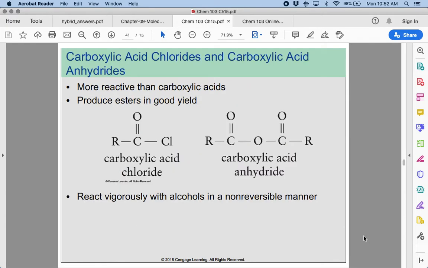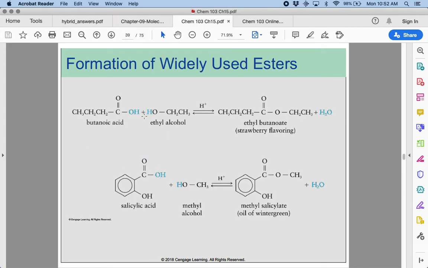A few other important carboxylic acid derivatives that we need to talk about are carboxylic acid chlorides, often referred to as just acid chlorides, and carboxylic acid anhydrides, or acid anhydrides. These are very important in terms of the reactions that occur because, unlike the combination of an alcohol and an acid, where we see the double arrow, we can make the ester and then it can go back to being the carboxylic acid and the alcohol.